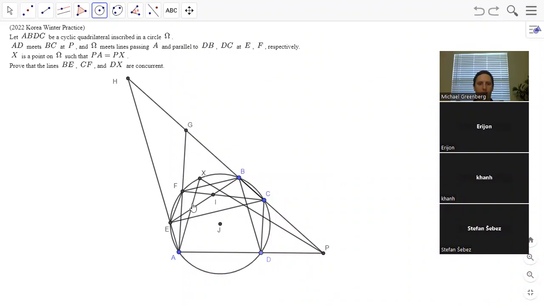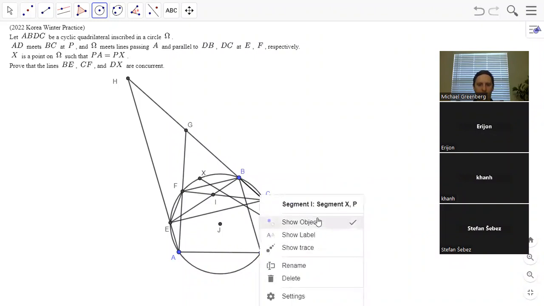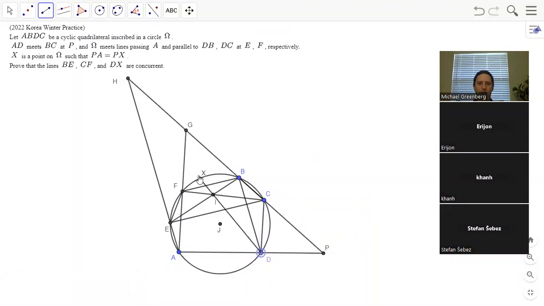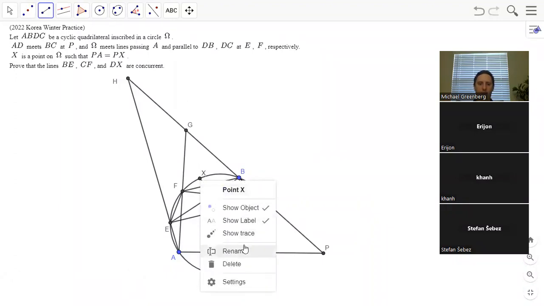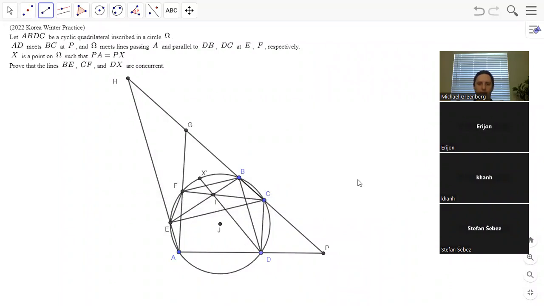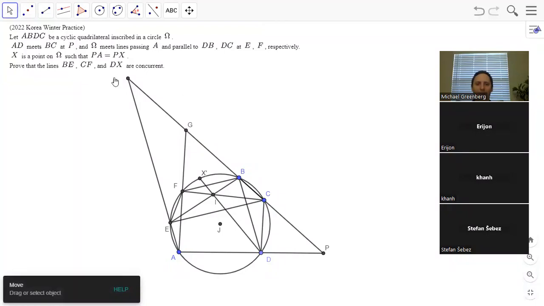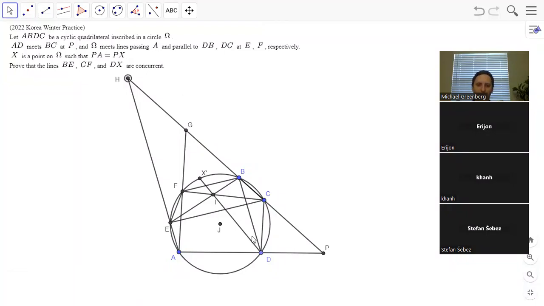So maybe we could rewrite this problem. We could rephrase it as we let DI intersect the circle at X prime. And then we want to show that PX prime equals PA. What do you guys think about that? I kind of like that way of doing it. Because then basically we have a trapezoid, and you could let D be wherever you want, and then you need to just show that PA equals PX prime. I'm not sure. Maybe that would work.